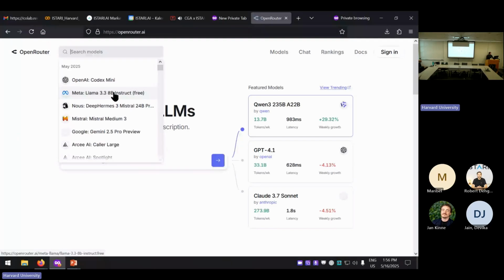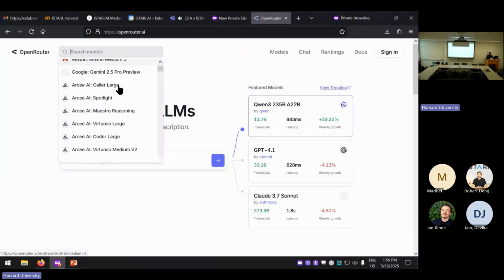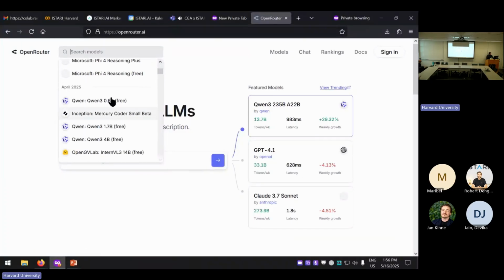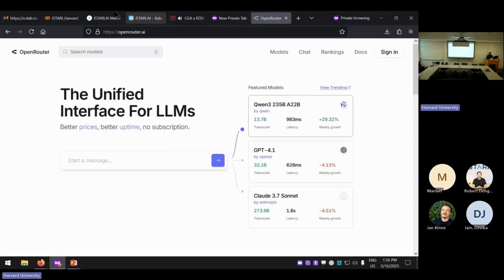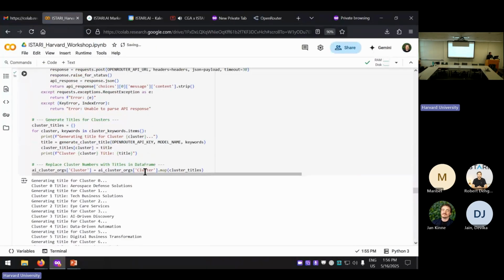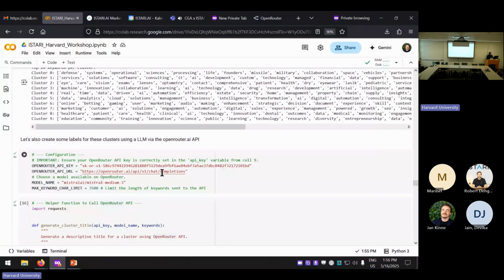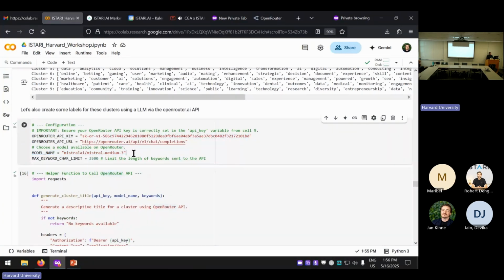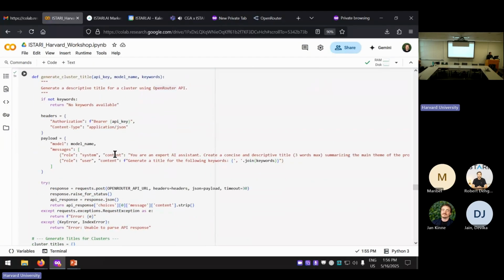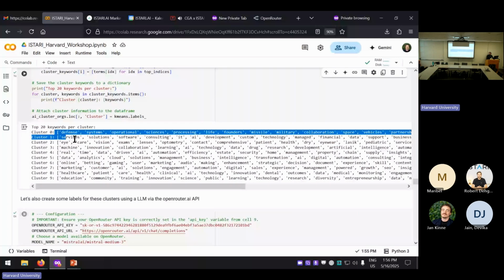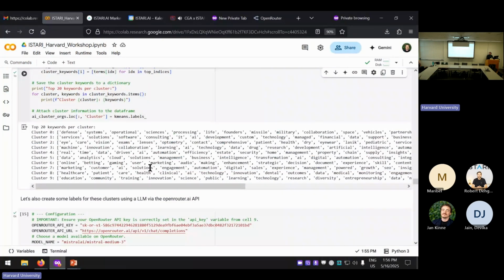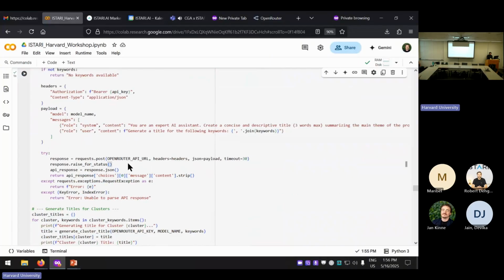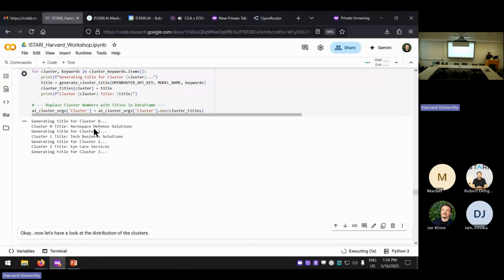So you see you have OpenAI, you have Meta, Mistral, which is a European model, you have the Chinese models, you have all the models here that you can use. And this is exactly what I do here. So what I did is I said, okay, in Open Router, I want to use the Mistral model, which is a new European model. And what I do now is I basically feed in the keywords that I have created from those clusters, and I told the LLM to generate some titles for those clusters for me, right?